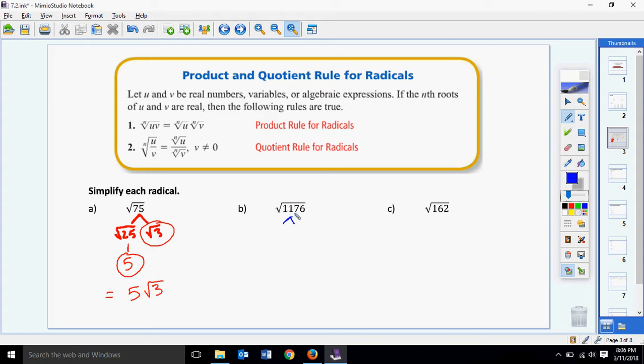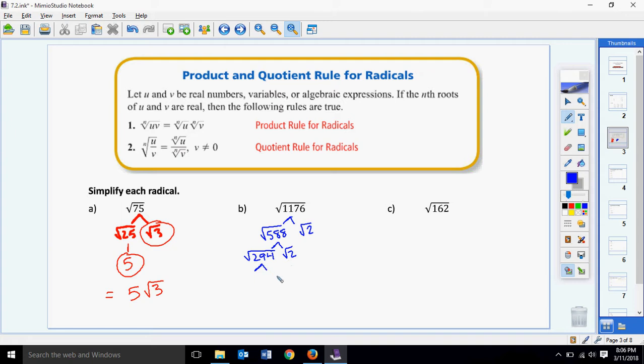I don't know off the top of my head what two numbers multiply to be 1,176, but I do know that it's divisible by 2 because it's an even number. And so when I divide 1,176 by 2, I get 588 and obviously 2. So the square root of 2 times the square root of 588 would get me back up here. Now I can't break the square root of 2 anymore, but I can break 588. It's an even number. So again, I have the square root of 2, and now it's 294. So 2 times 294 is 588.